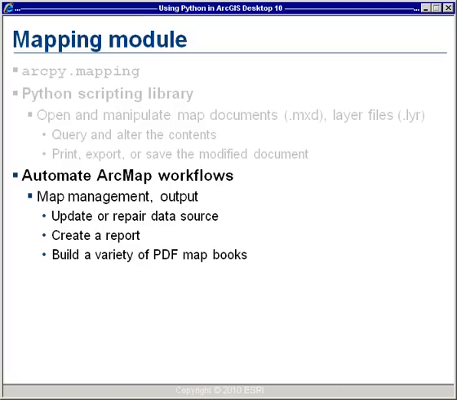Not only that, you could use it to create a report. You can open up a document, scan through it, look and see what's inside of the document, write it out to a text file, or make some type of a report out of it. You can also use Python scripts to automate the new PDF map books that are in version 10 now. So if you want to automate that kind of a workflow, you can use that with the new map books that you're going to see in version 10.